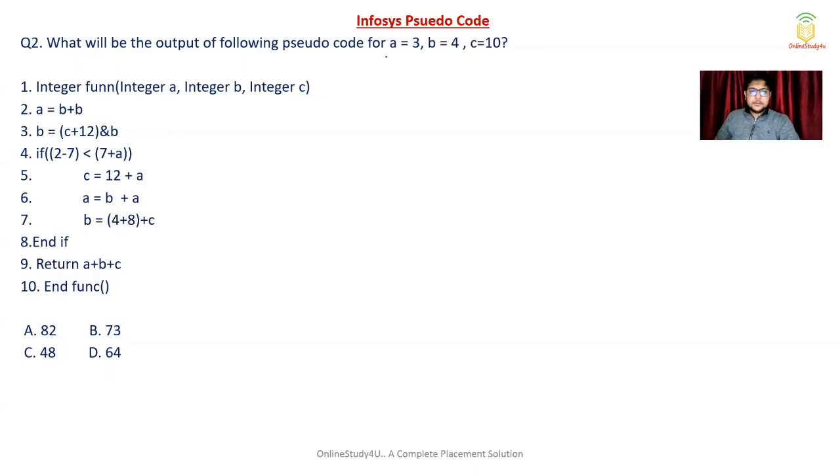So in this question, we have been given 3 integers a, b, and c. The value of a is 3, the value of b is 4, and the value of c is 10. Well and good. Then these 3 integers are passed in a function named funn. Then a is updated to b plus b, that is 4 plus 4 is equal to 8. So my a is updated to 8.